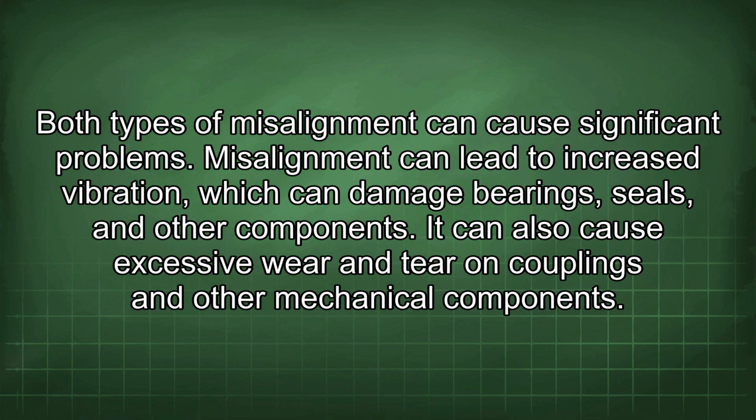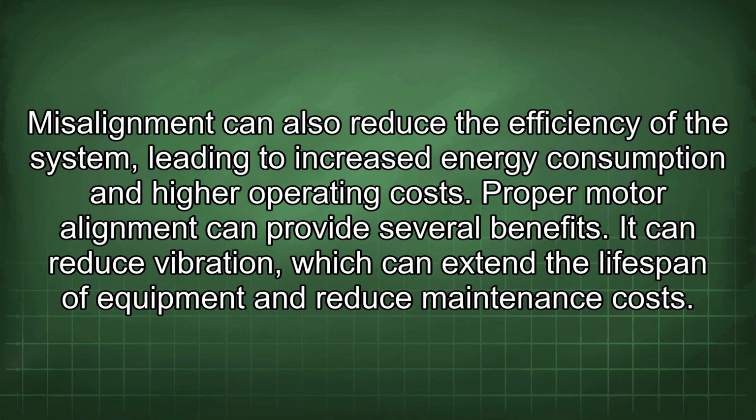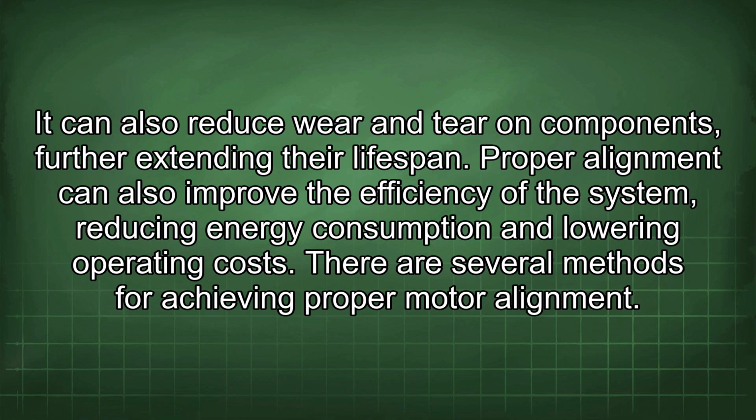Both types of misalignment can cause significant problems. Misalignment can lead to increased vibration, which can damage bearings, seals, and other components. It can also cause excessive wear and tear on couplings and other mechanical components. Misalignment can also reduce the efficiency of the system, leading to increased energy consumption and higher operating costs. Proper motor alignment can provide several benefits. It can reduce vibration, which can extend the lifespan of equipment and reduce maintenance costs. It can also reduce wear and tear on components, further extending their lifespan. Proper alignment can also improve the efficiency of the system, reducing energy consumption and lowering operating costs.